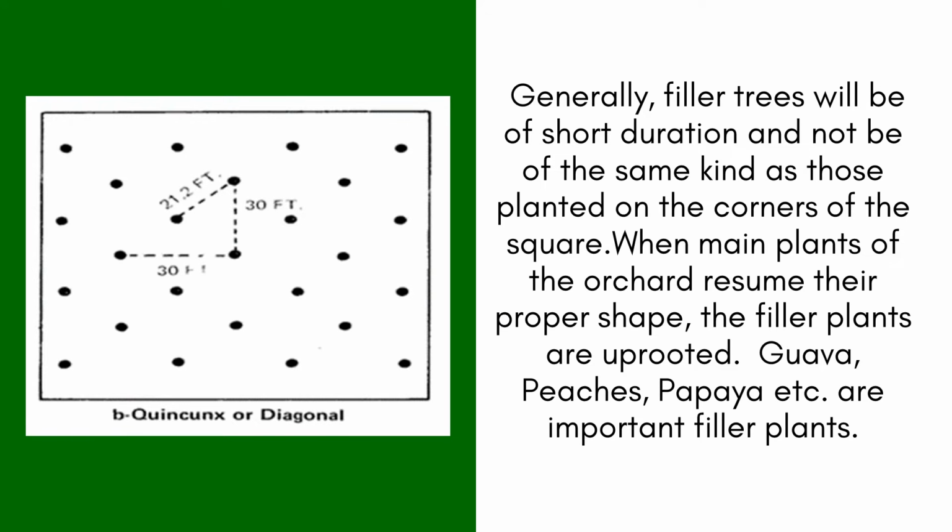Generally, filler trees will be of short duration and not be of the same kind as those planted on the corners of the square. When main plants of the orchard resume their proper shape, the filler plants are uprooted. This can be guava, peaches, papaya, or any other important filler plants.